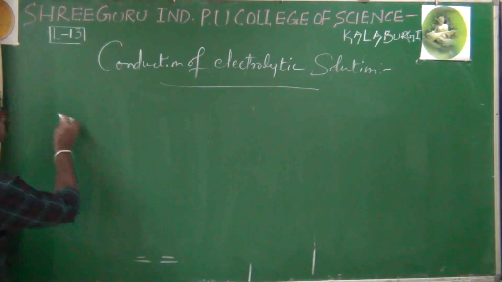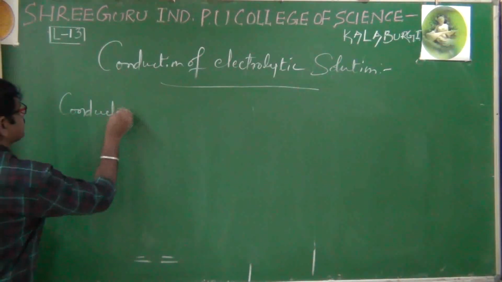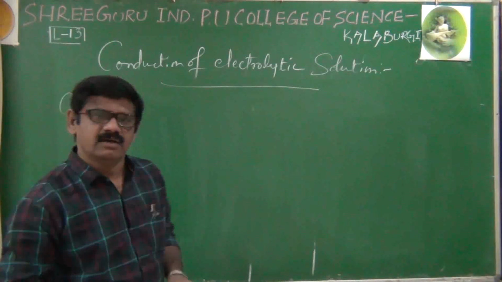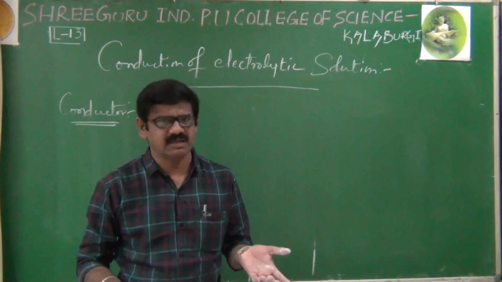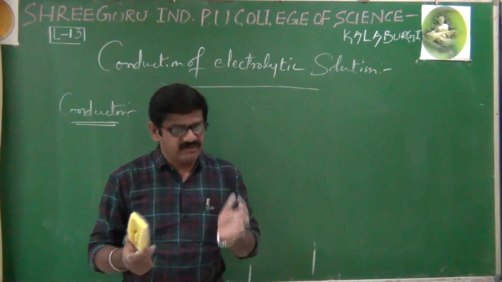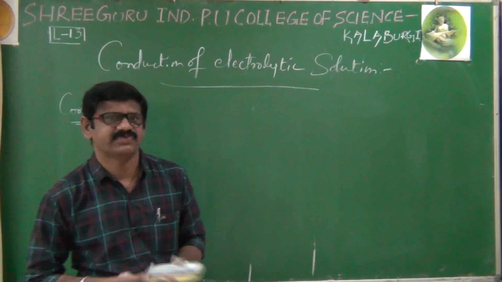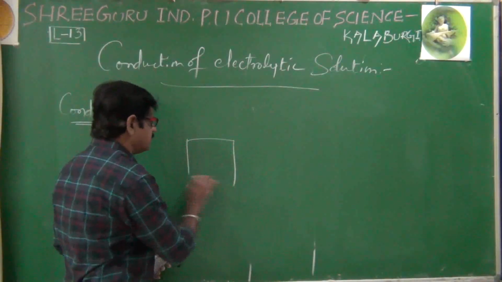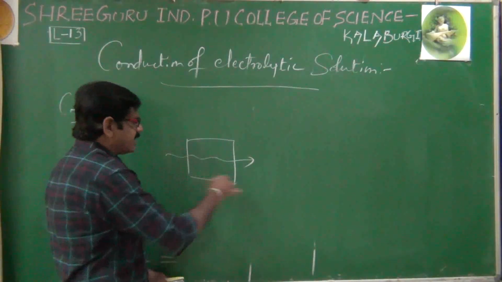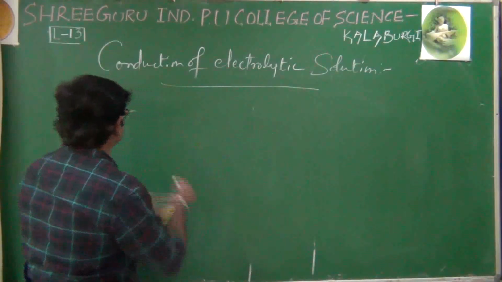First of all, we have to know what is a conductor. Conductor, first we have to define. What is a conductor? Very simple. Which conducts current is a conductor. It means the substance which allows current to pass through it is a conductor. If it is allowing the current to pass through it, it is called a conductor.